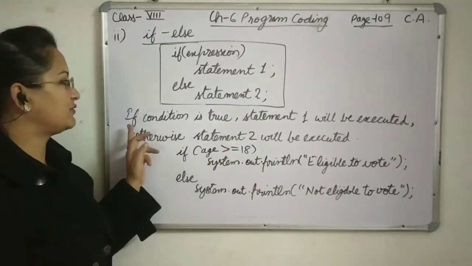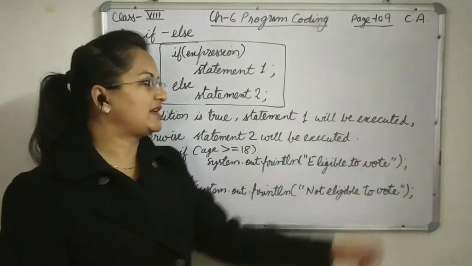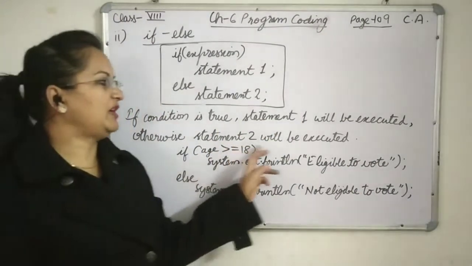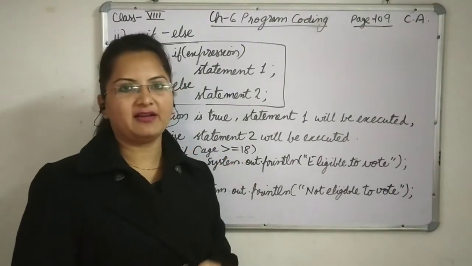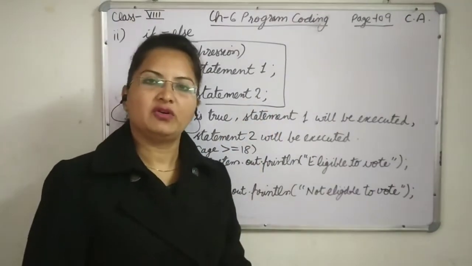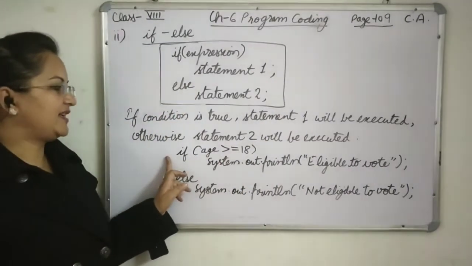So we have to write the same in the definition also. If the condition is true, statement 1 will be executed. Otherwise, statement 2 will be executed. In if, statement 2 was not there. In else, statement 2 is there for when the if condition is false. Now, you can see the example.